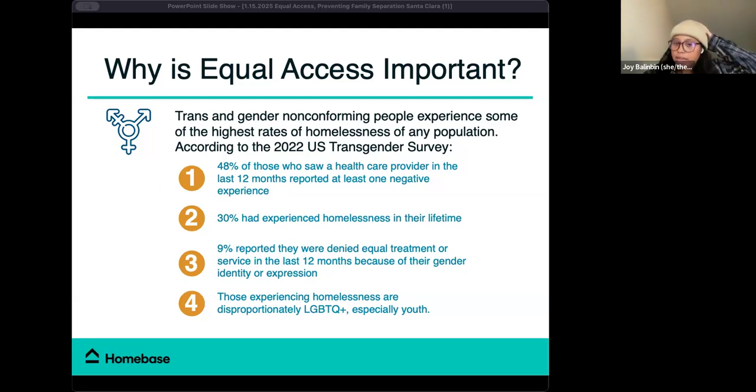So you can see here that trans folks, queer folks, gender nonconforming folks are still experiencing high rates of homelessness and discrimination within those systems of care. So it's really important that we continue this conversation and keep providing these types of training opportunities and really emphasize the points of the equal access rule.